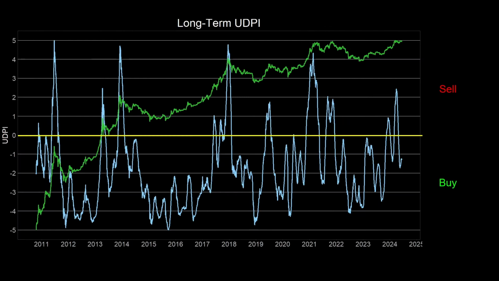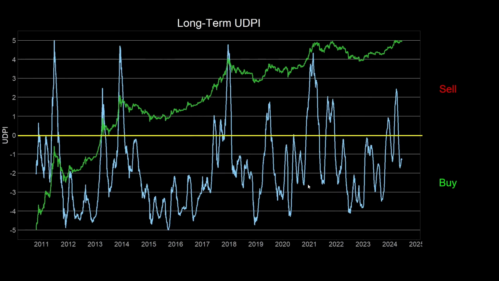So to quickly describe how this strategy works, basically you take your risk model of choice, in this case I'm showing the UDPI, and you choose some level that'll act as the dividing line between buying and selling. Usually that would be whatever the neutral level is. For the UDPI, it would be 0. And the idea is that anything above 0 is a sell zone, anything below 0 is a buy zone. And so what you're going to be doing is watching the UDPI or risk model level.